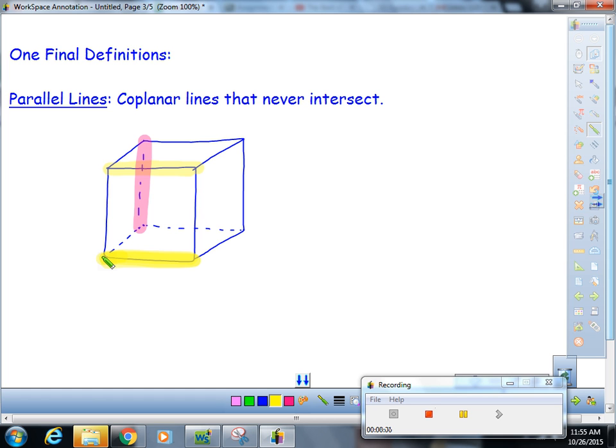But what you need to know is that if the lines are not in the same plane, then it's hard to tell if they're parallel or not. So remember that. Lines can fail to intersect and still not be parallel. And that's kind of the only tricky thing from the section.